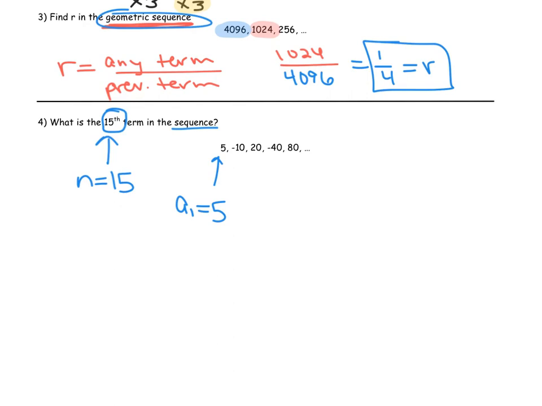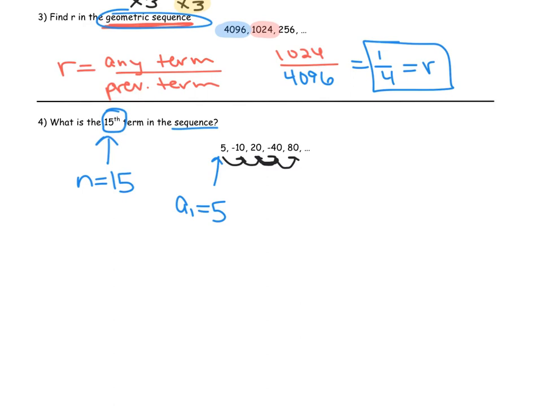Well, let's see. We're going from 5 to -10, -10 to 20, 20 to -40, and then -40 to 80. I don't think I'm adding or subtracting by the same amount each time. Because let's look. To go from 20 to -40, I would have had to subtract by 60. And then to go from -40 to 80, I would have had to add by 120. So this is not arithmetic. That means this has to be geometric.